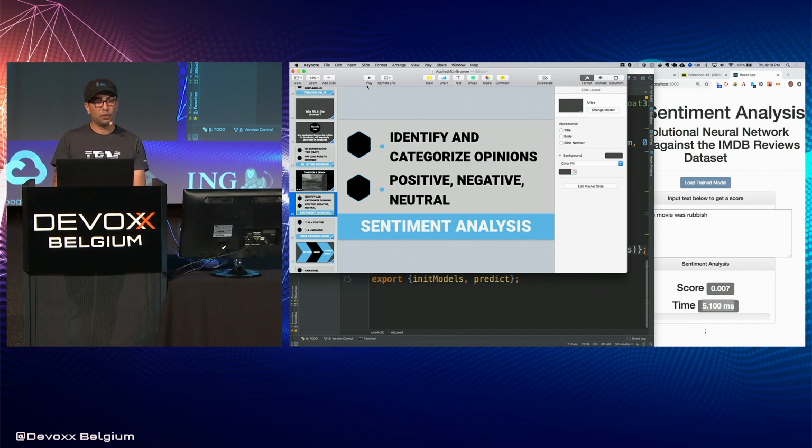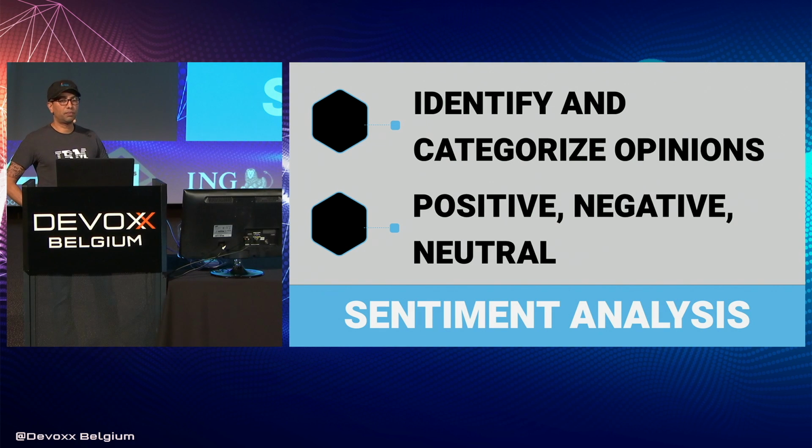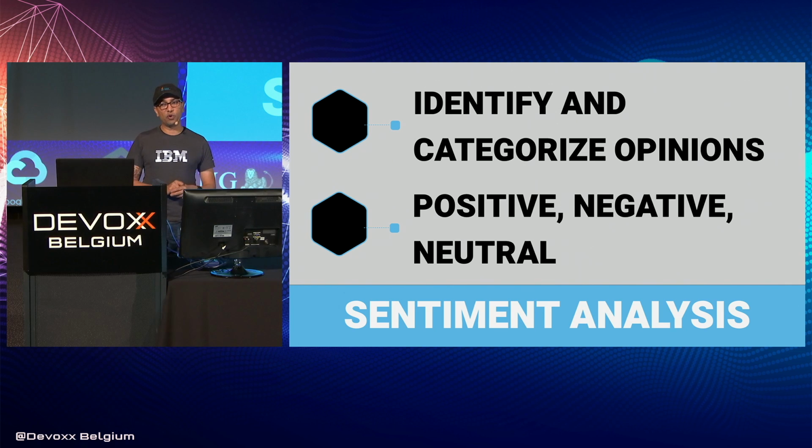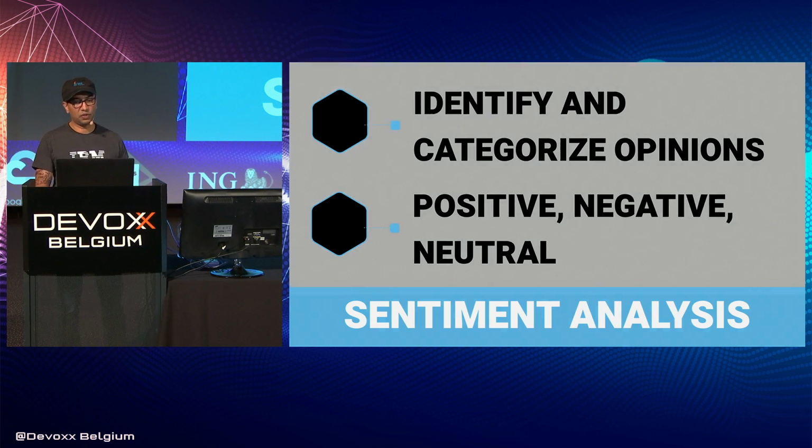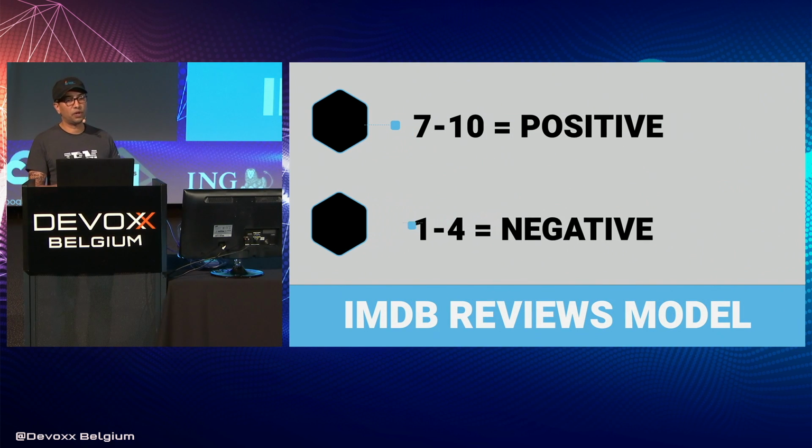Okay. So in this case, what we've done is predictive analysis, but specifically sentiment analysis. We're using this pre-trained IMDB reviews TensorFlow model to identify and categorize opinions and figure out if they're positive, negative, or neutral. Okay? And we kind of got okay results, right? Again, it's not a great model and it doesn't accommodate for different things.